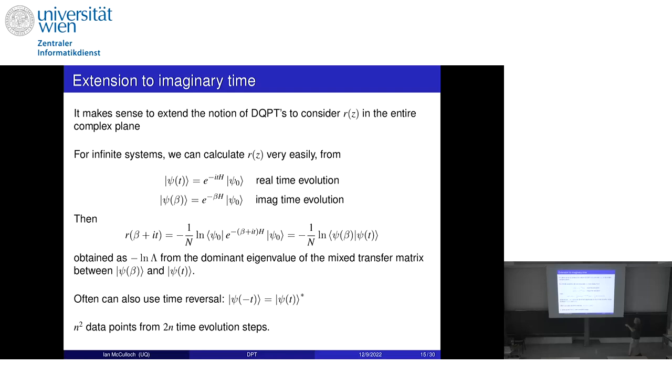Something that's really nice is that you can actually do this to get the entire complex plane. You do one simulation in real time that gives you psi t. You do another simulation in imaginary time that gives you psi beta, and then with n steps of real time evolution and n steps of imaginary time evolution, the overlaps give you n squared data points everywhere in the complex plane, which is kind of nice. And if you wanted to extend to double time, you could just take the complex conjugate. It doesn't matter which, just take two arbitrary lines, no? You could. You don't have to go along real time and imaginary time. You could go at 45 degrees if you want to do that. That's better.